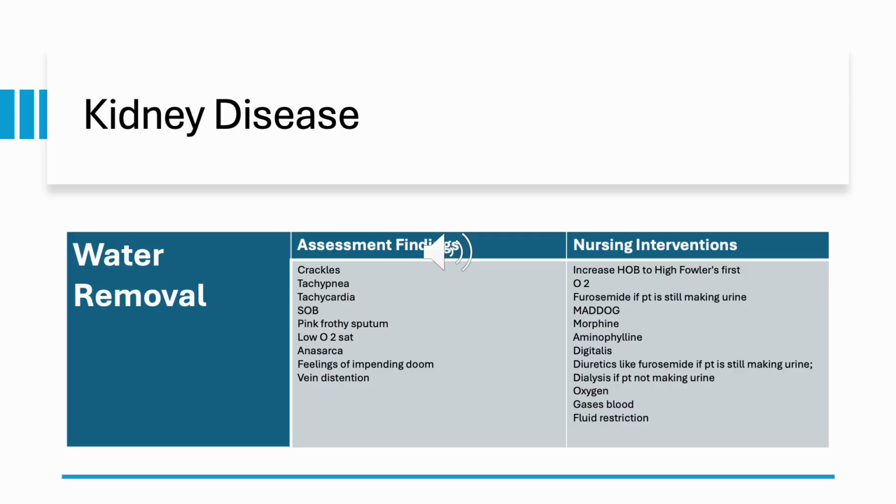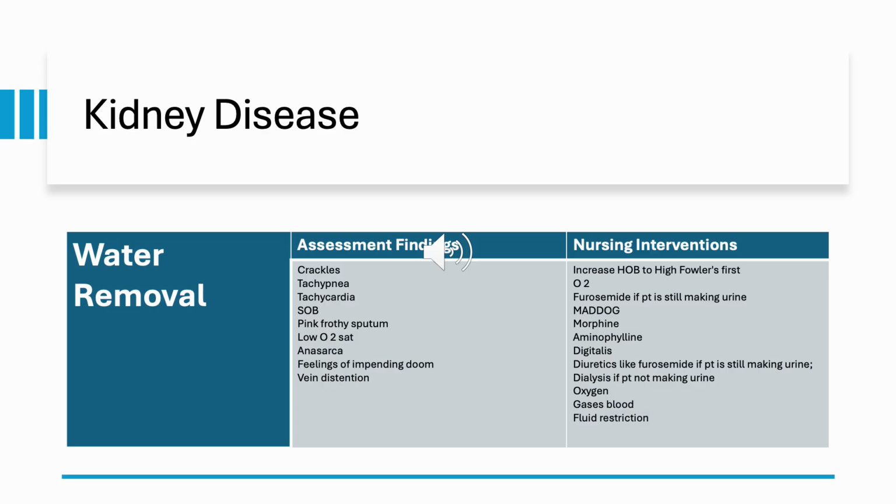W stands for water removal. If the kidney cannot help remove water from the body, your patient is going to have signs and symptoms of fluid overload. And this is very dangerous, and we worry about this the most, okay? So your patient can develop crackles, tachypnea, tachycardia, usually the first sign, shortness of breath, dyspnea on exertion. With pulmonary edema, they can develop pink frothy sputum, low O2 sat, and anasarca. That means all over body edema.